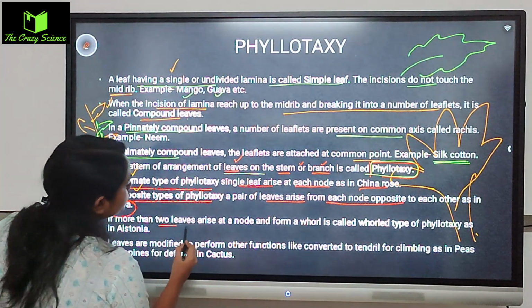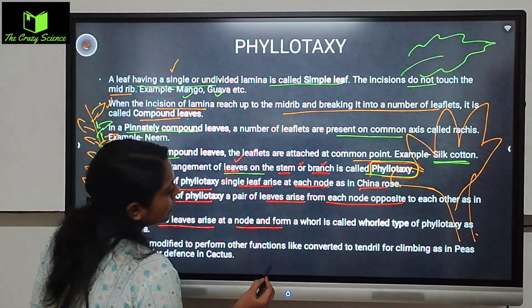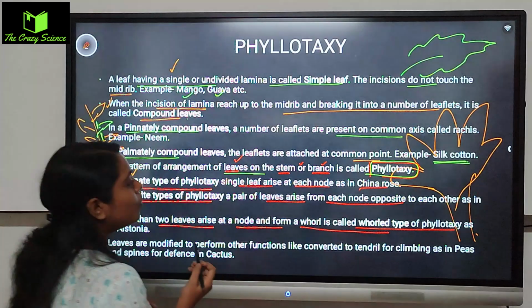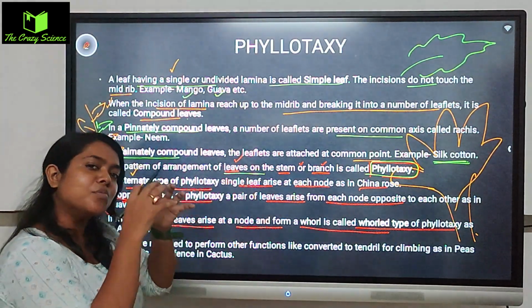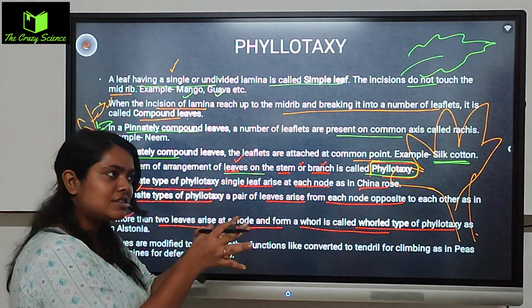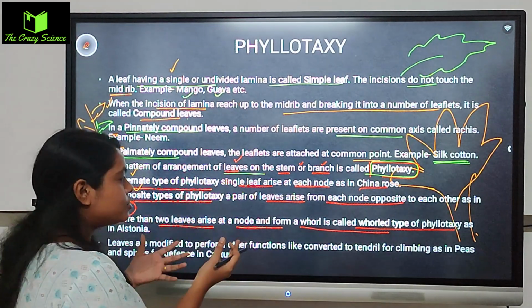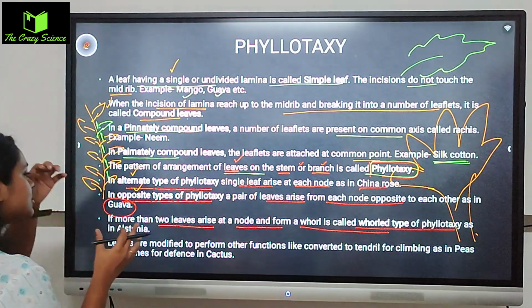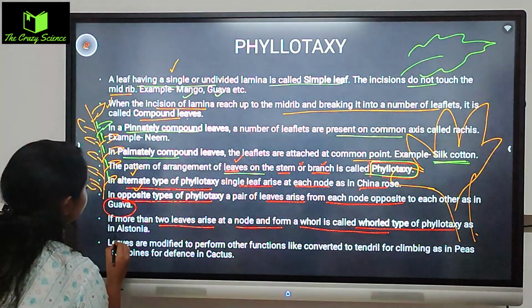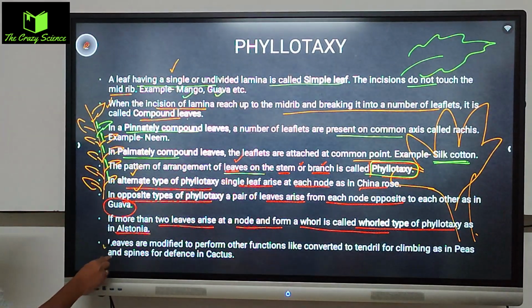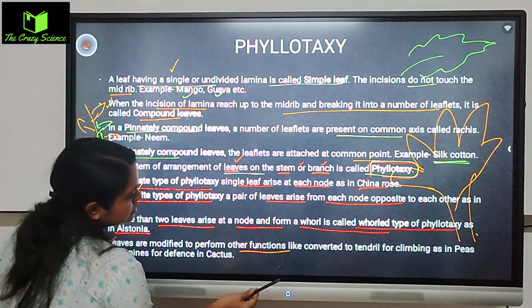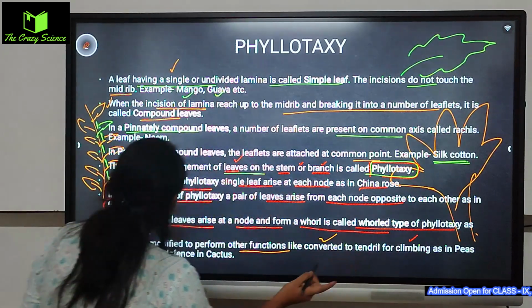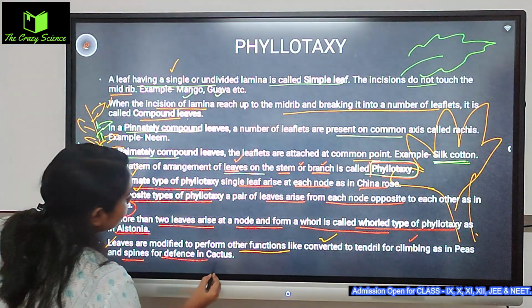Another is when more than two leaves arise at a node and form a whorl-like structure. This is called the whorl type of phyllotaxy. Whorl means when more and more leaves are produced on a branch, they are produced just like a cluster together. This is called the whorl phyllotaxy. Example Alstonia. The leaves are modified to perform other functions, like converted to tendrils for climbing, in pea, and spines for the defense of the cactus.